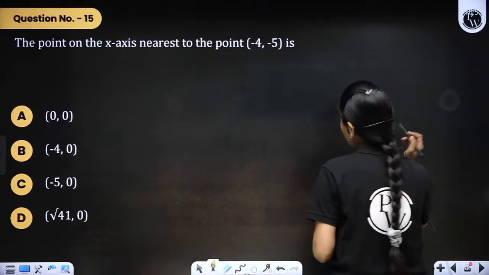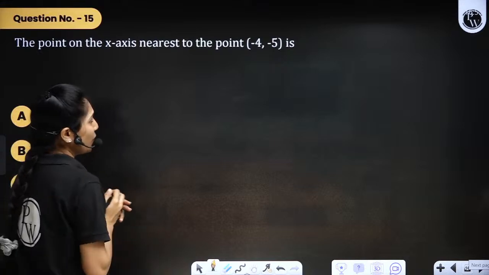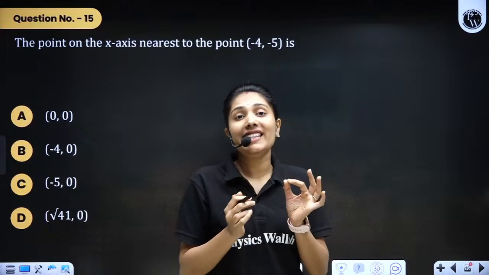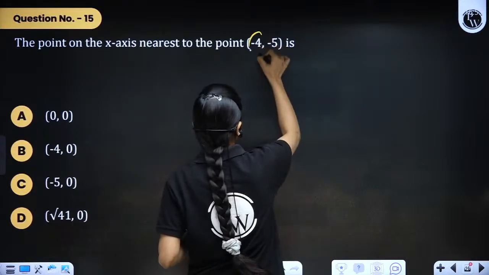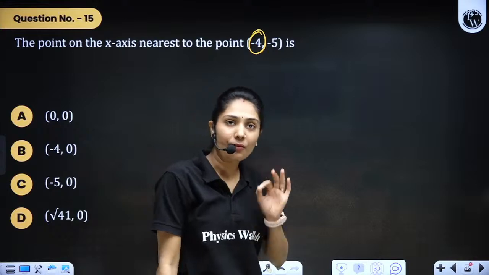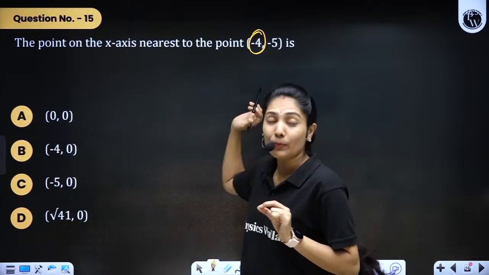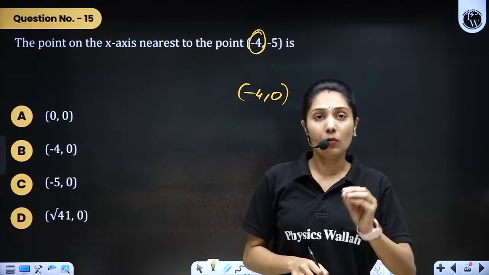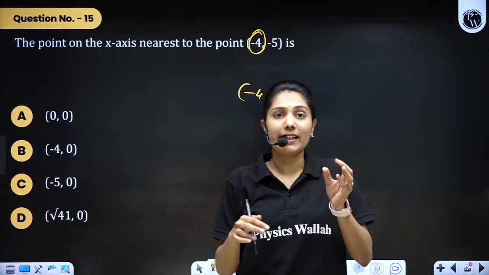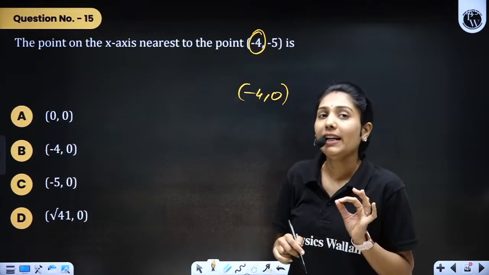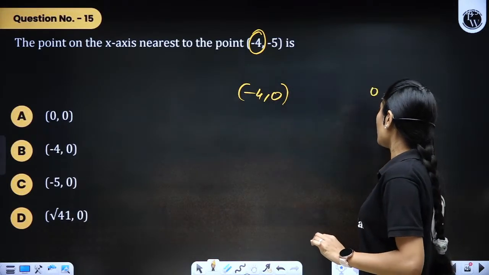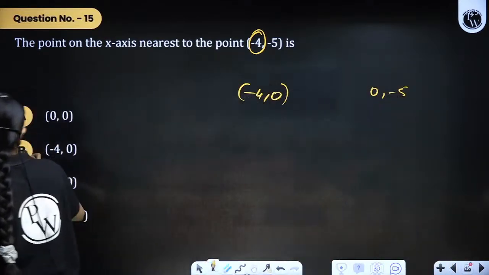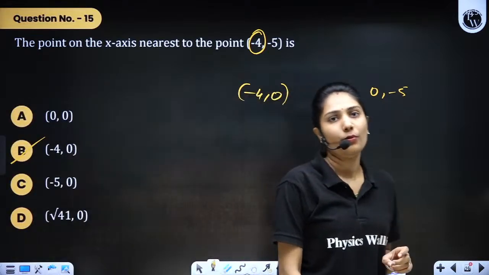Okay. So what it says here is the point on x-axis nearest to the point. Whenever we have any particular point, the nearer position is that particular coordinate on the axis. If it is asking for x-axis, then the x coordinate position, that is -4,0, should be the nearer. If the question is for y-axis instead, for example in that particular case, the answer should be 0, -5. So that's how we can calculate here. So the answer is option number B, -4,0. Okay.